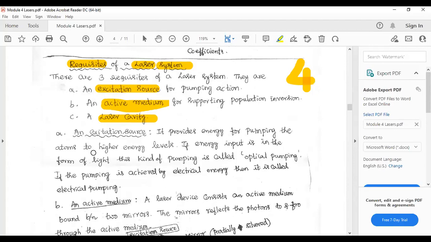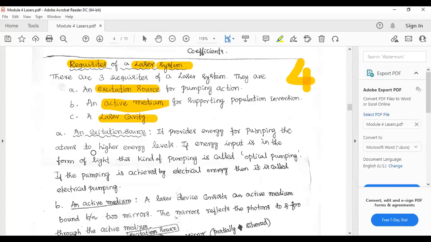There are three important materials. I'm once again stressing the point: you require an excitation source, an active medium, and a laser cavity. Let me explain one by one. Again, requisites will be asked for 4 marks, and conditions also will be asked for 4 marks. Students will swap their answers, writing the condition for requisites and requisites for condition. That will earn 0 marks. Please be careful. Requisites means the materials required to construct the laser.